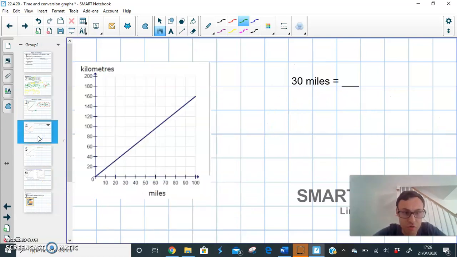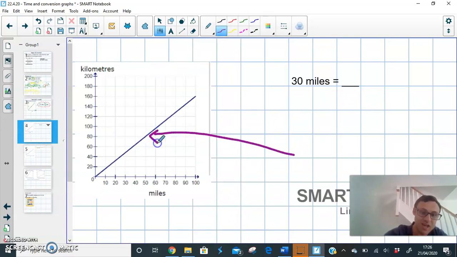Now, this is the question you've got then. So here is your conversion line, which is that one. Okay, that's key. You're going to need that.